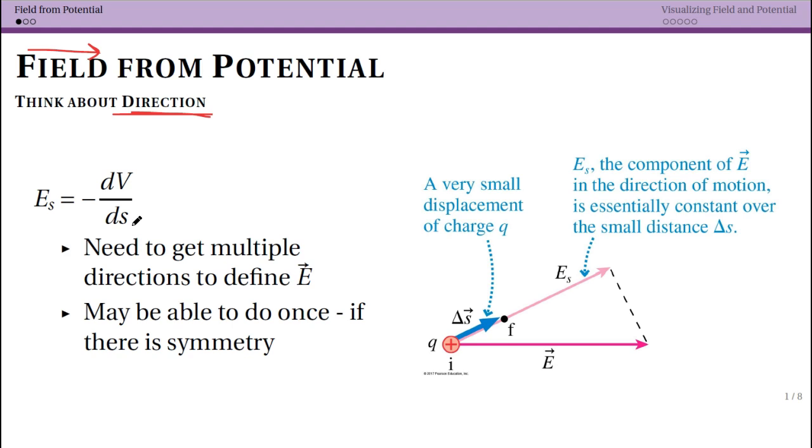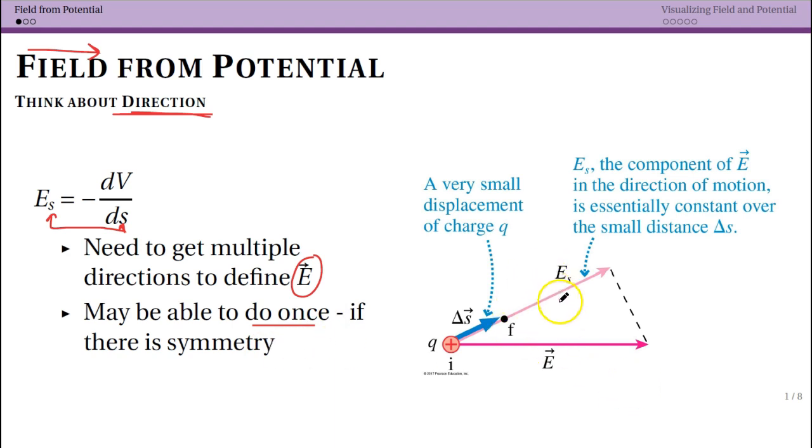We just need to think about the fact that potential is defined over 2 or 3 dimensions, however many our problem's in. So we need to be careful about which direction we're taking the derivative in. That's all. So these two directions need to actually agree. Now, if we want our entire electric field rather than one component, we're actually going to need to take multiple derivatives. If we're very clever, we can maybe only do this once if there's a symmetry, such that we can say all of the other directions are 0.